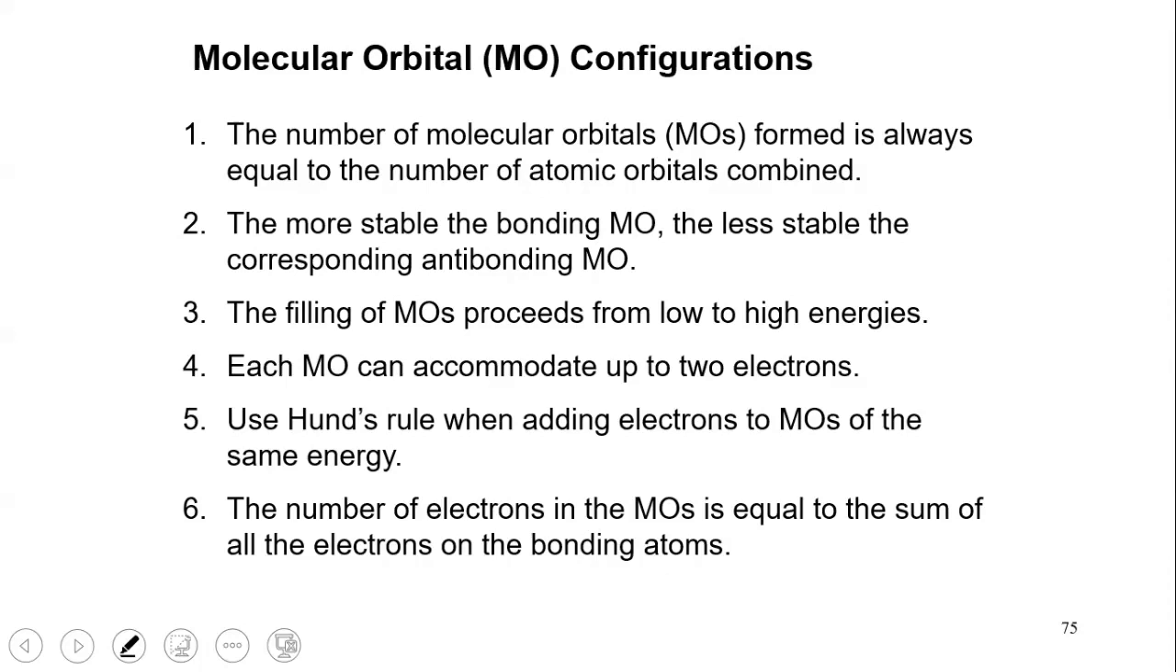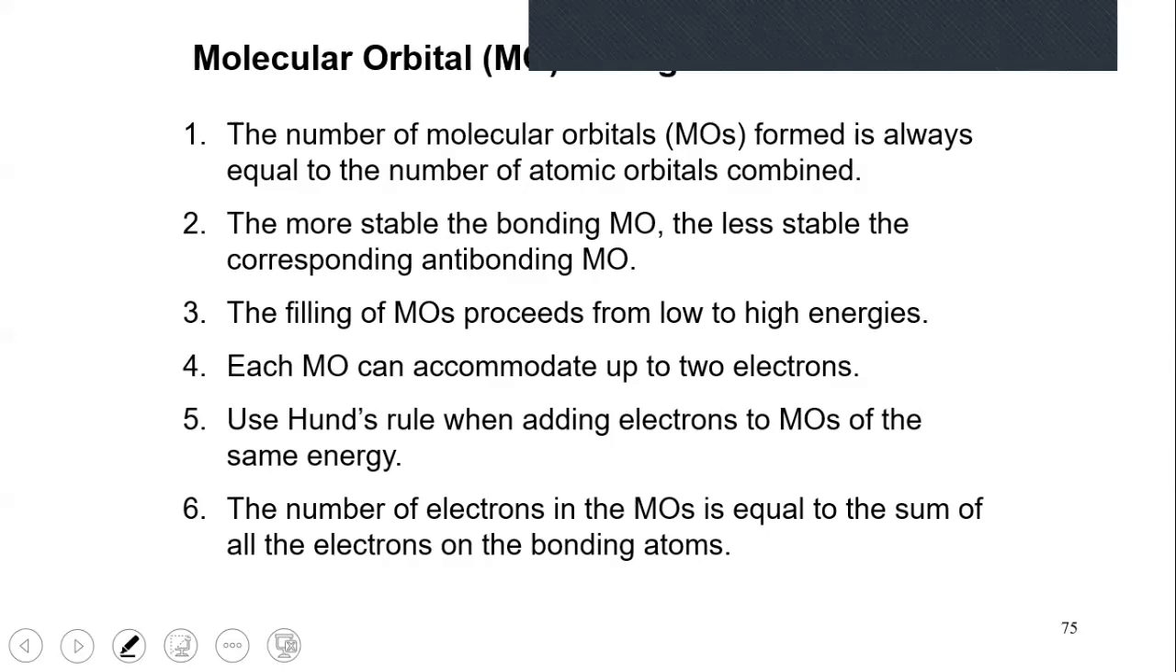And finally, the number of electrons in the MOs is going to equal the sum of all the electrons on the bonding atoms. In other words, we're going to build these molecular orbital diagrams with all the electrons, not just the valence electrons. So I'm going to take you through an example. I'm going to do this on paper. So we're going to move over to our doc cam so that we can do that.